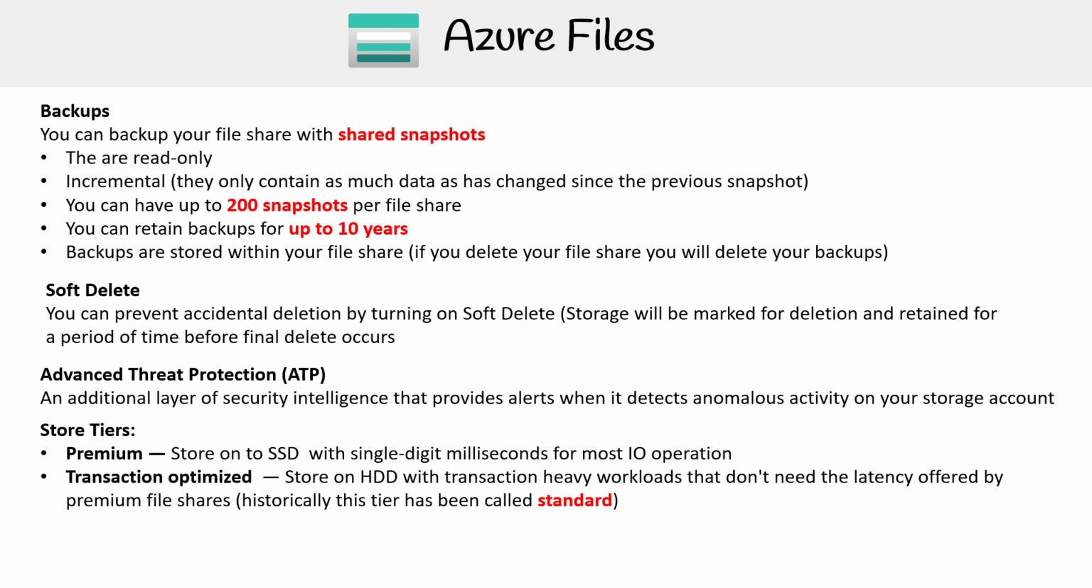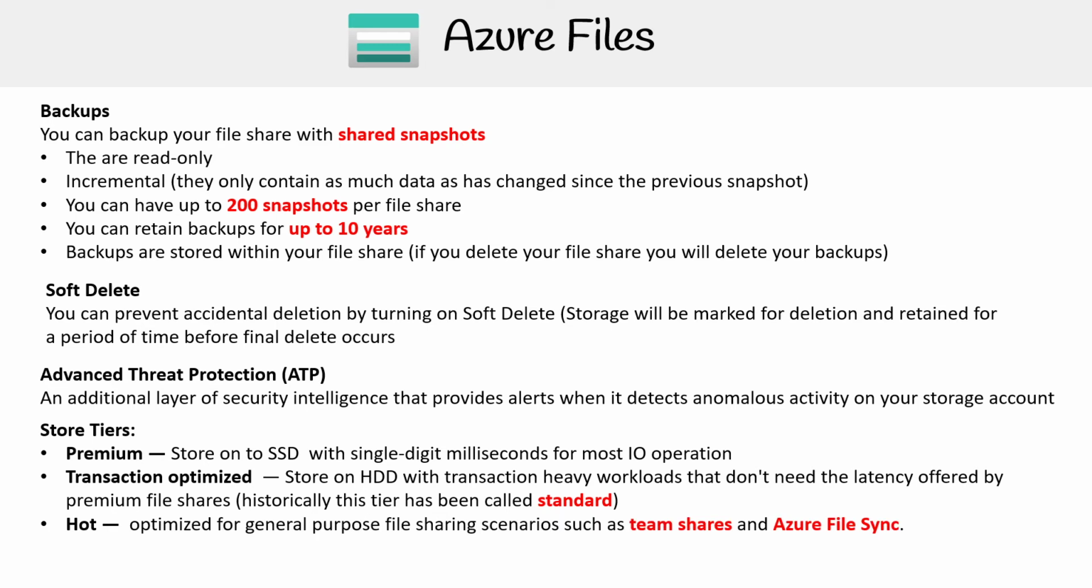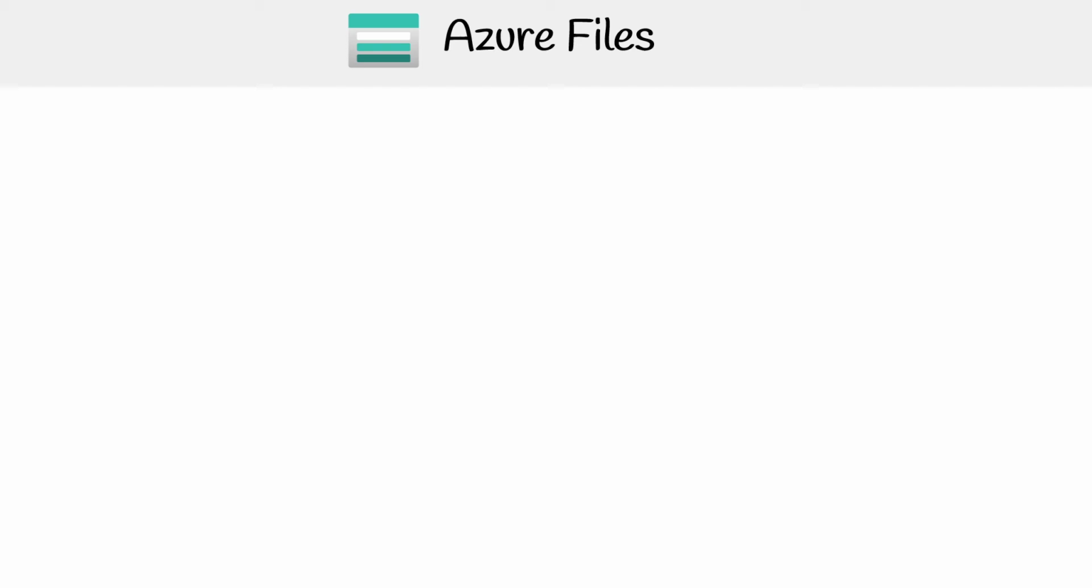Then we have transaction optimized. This is stored on HDD for transaction-heavy workloads that don't need the latency offered by premium file shares. Historically, this has been called standard. Why they call it transaction optimized, I don't know. Maybe it just helps people understand the better usage for it. Then you have hot. This is optimized for general purpose file sharing scenarios such as team shares and Azure File Sync. So that one might be one you're using quite frequently. Then you have cool. This is stored on HDD for cost-effective storage optimized for online archiving scenarios. And there's still more to go.